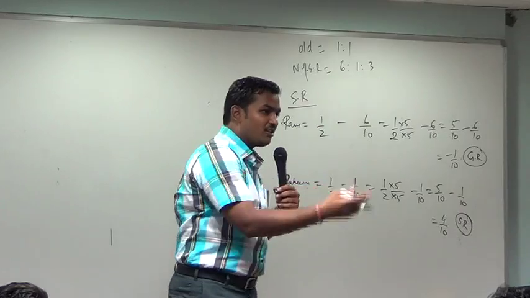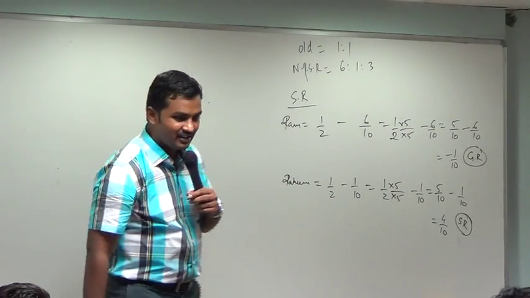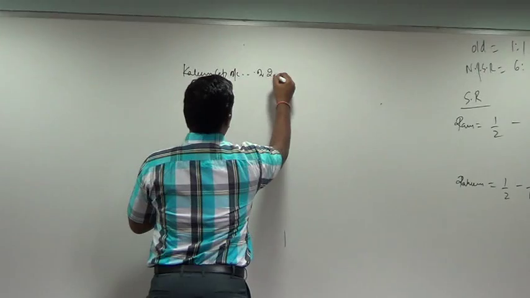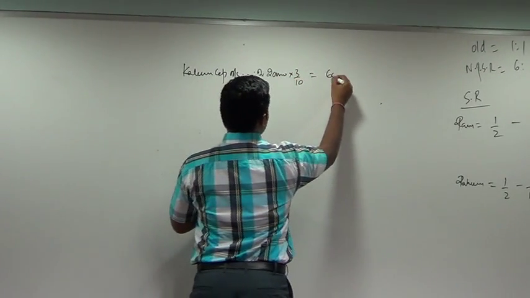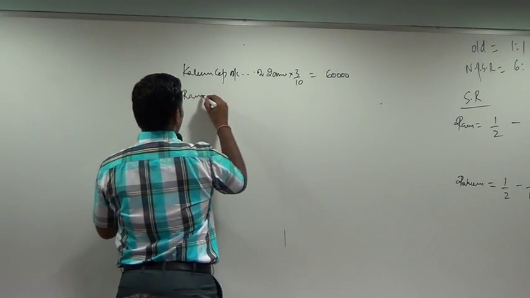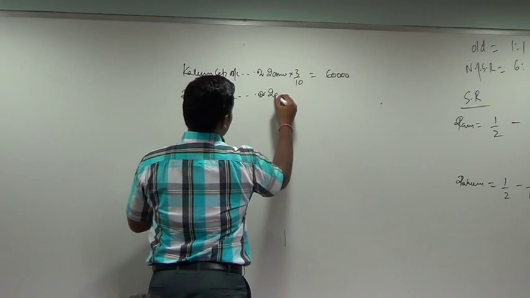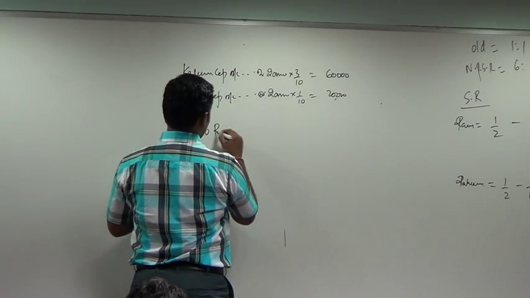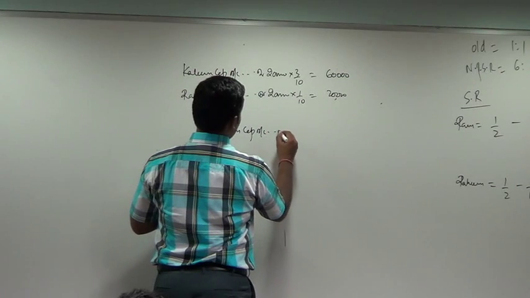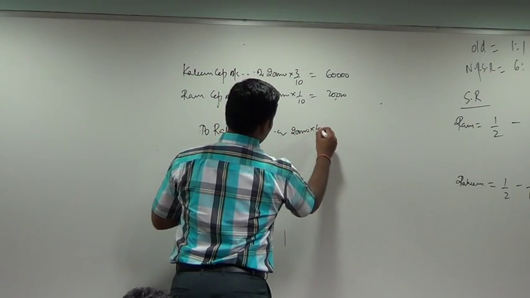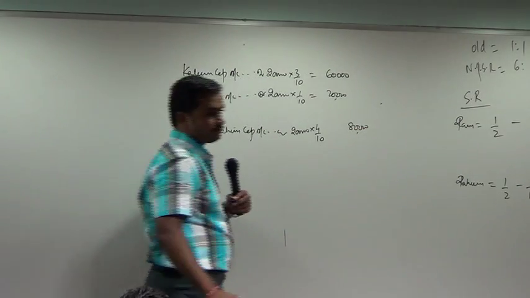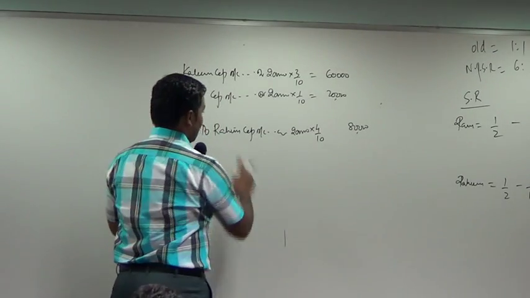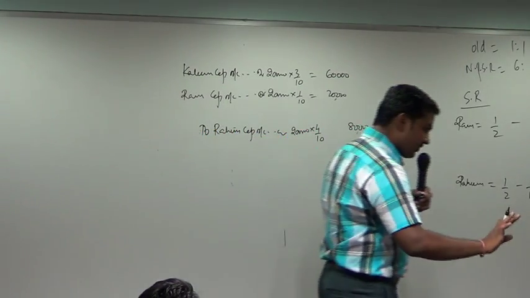Because earlier his share was 0. Now he is getting 3 by 10. So it is completely a gaining ratio. Write down the entry now. Kareem capital account debit, 2 lakh into 3 by 10, 60,000. Ram capital account debit, 2 lakh into 1 by 10, 20,000. To Rahim capital account credit, 2 lakh into 4 by 10, 80,000. Gaining partners have been debited with their gain in goodwill. Sacrificing partners' capital account has been credited with their sacrifice in goodwill.